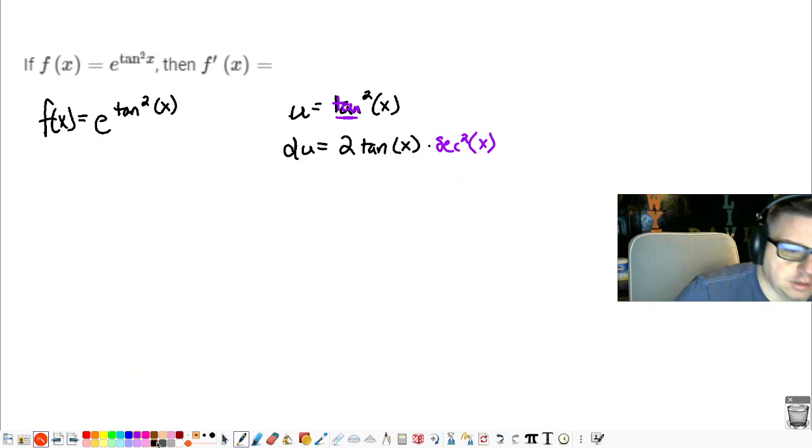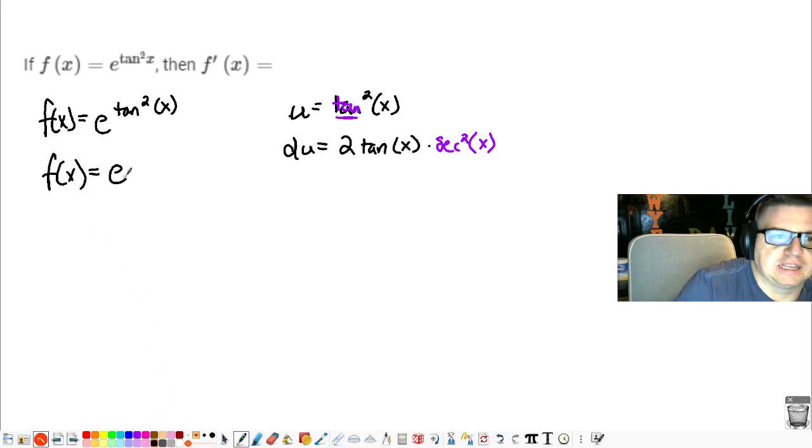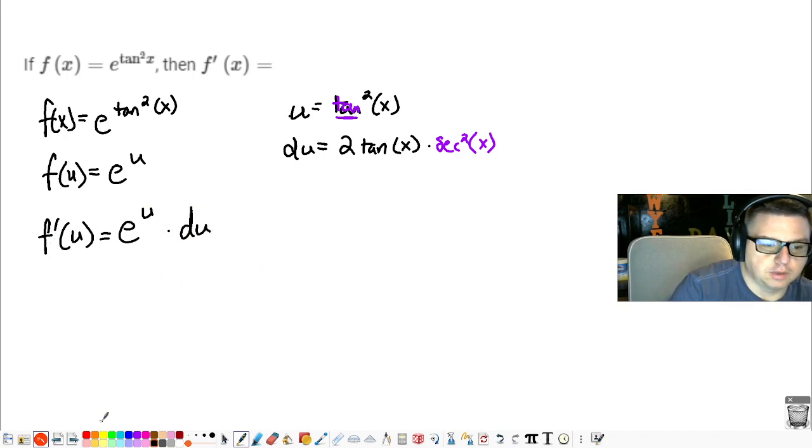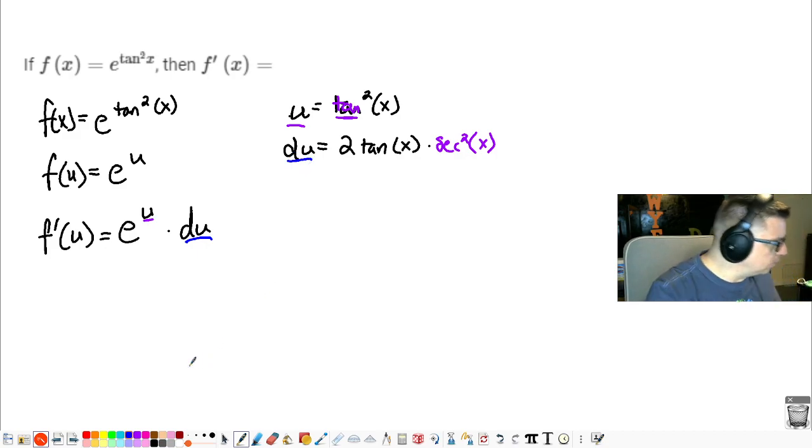Okay, so when we look at this, we have f of x equals e to the u. So when I take the derivative of that, I guess if we want to be proper with this, let's do it properly. We're doing f of u now instead. So we're going to take the derivative of u. So e to the u is just going to be e to the u times du. So then once we do that, we're just going to substitute in our u back into our u and our du back into our du.